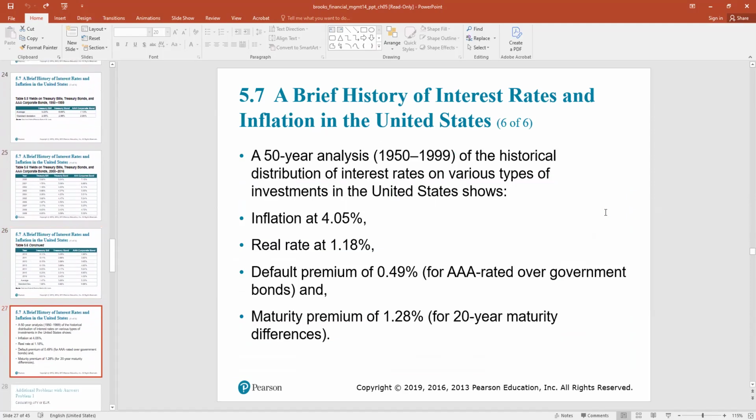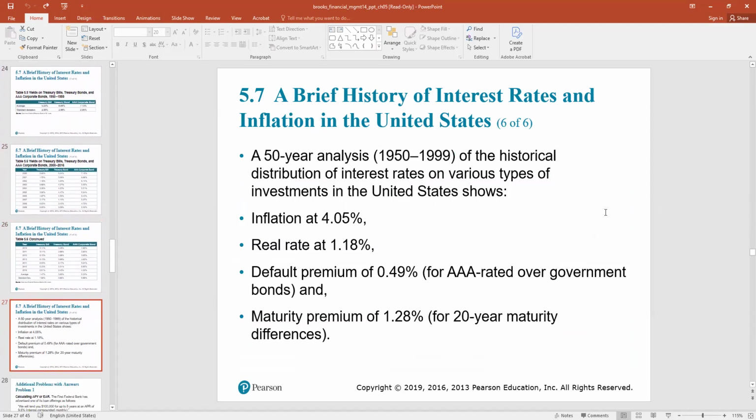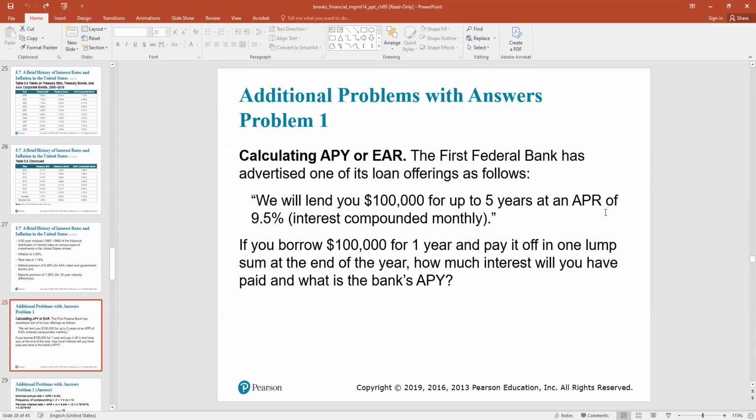Just skip this. So, the 50-year analysis of history, I'll skip the history, okay? I'm not going to talk about it.